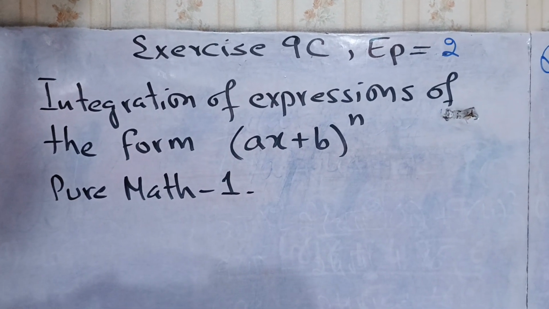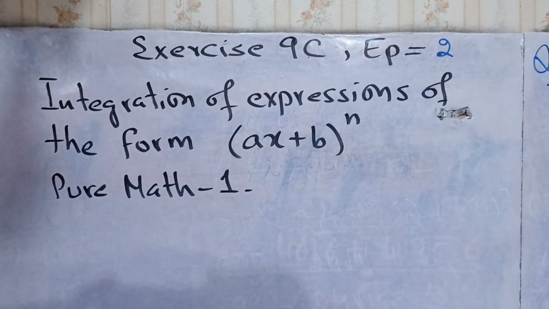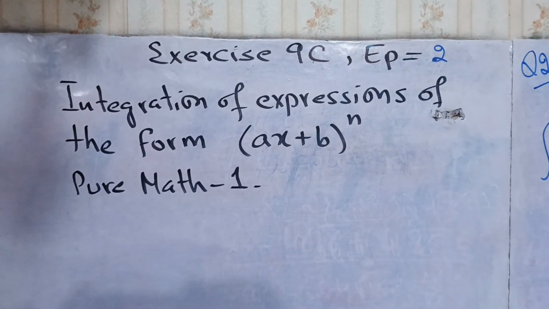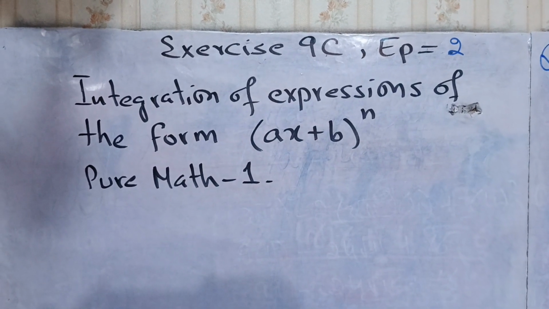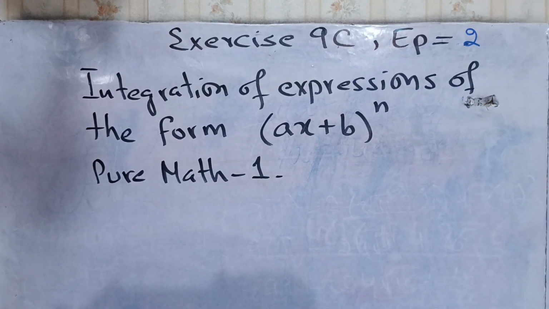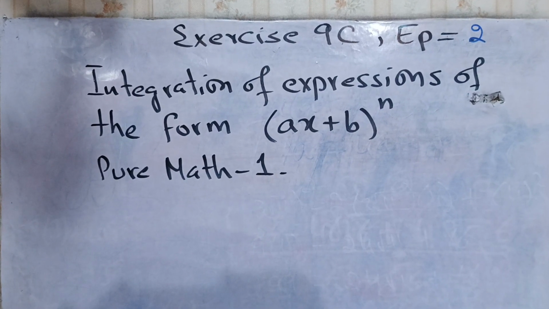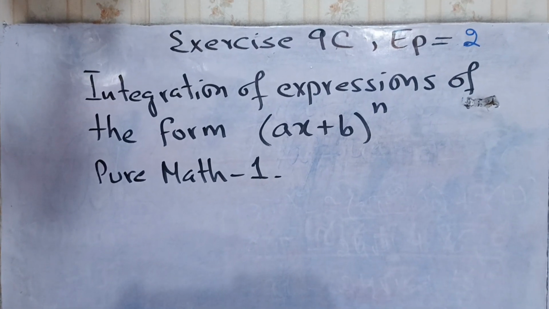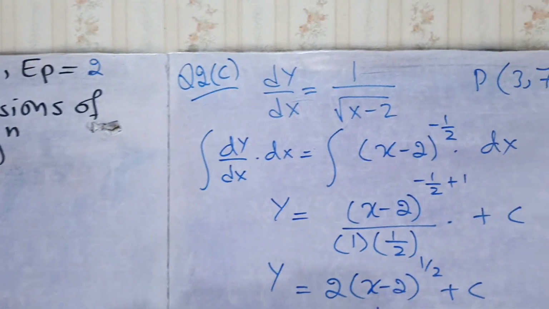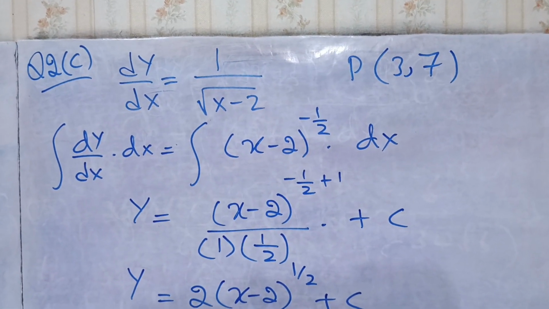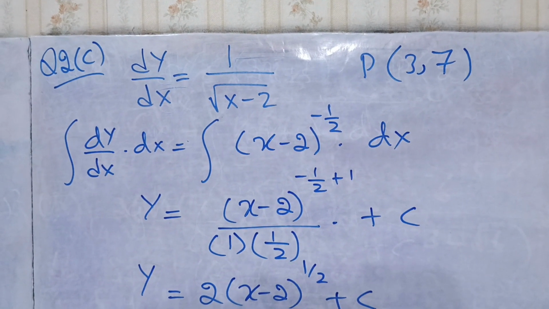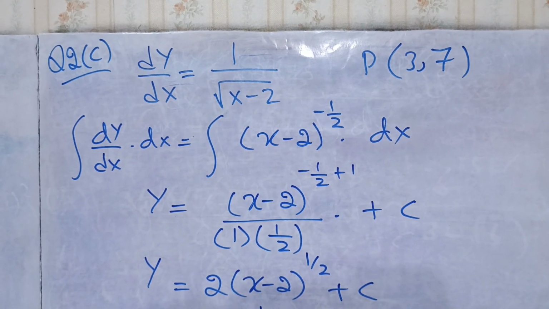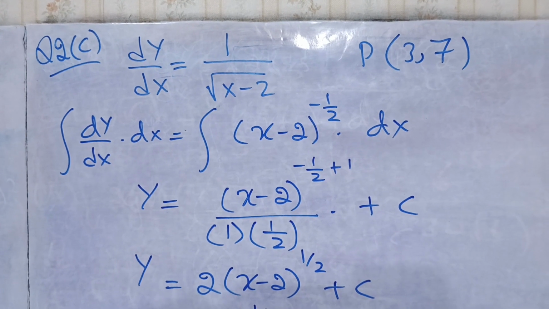So my dear students, we are working on the exercise 9C. This is our second episode on this exercise. The chapter 9 is all about the integration, and the topic exercise 9C is about the integration of the expression of the form ax plus b raised to power n. We are solving the course book of the Pure Maths 1. So we are working on the question number 2, and it's a C part. dy by dx is equals to 1 by under root x minus 2, and the curve is passing through the point P, which is 3 comma 7, and we want to find out the equation of the curve.